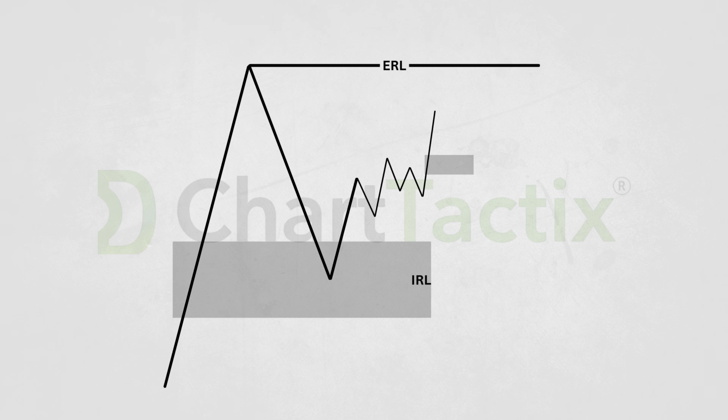From that point, if you identify a 15-minute internal range liquidity forming in alignment with your higher time frame bias, you can refine even further. You can drop to the 1-minute time frame and wait for your model to form inside that 15-minute internal range liquidity. Once your entry forms on the 1-minute, your target becomes the 15-minute external range liquidity.